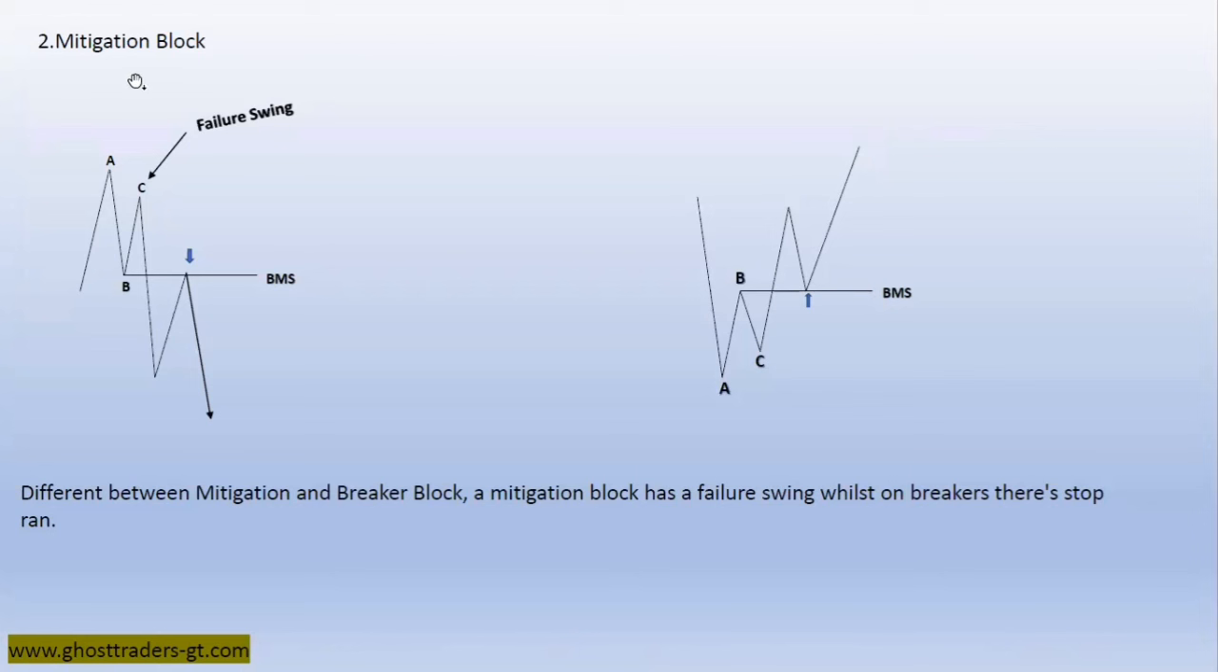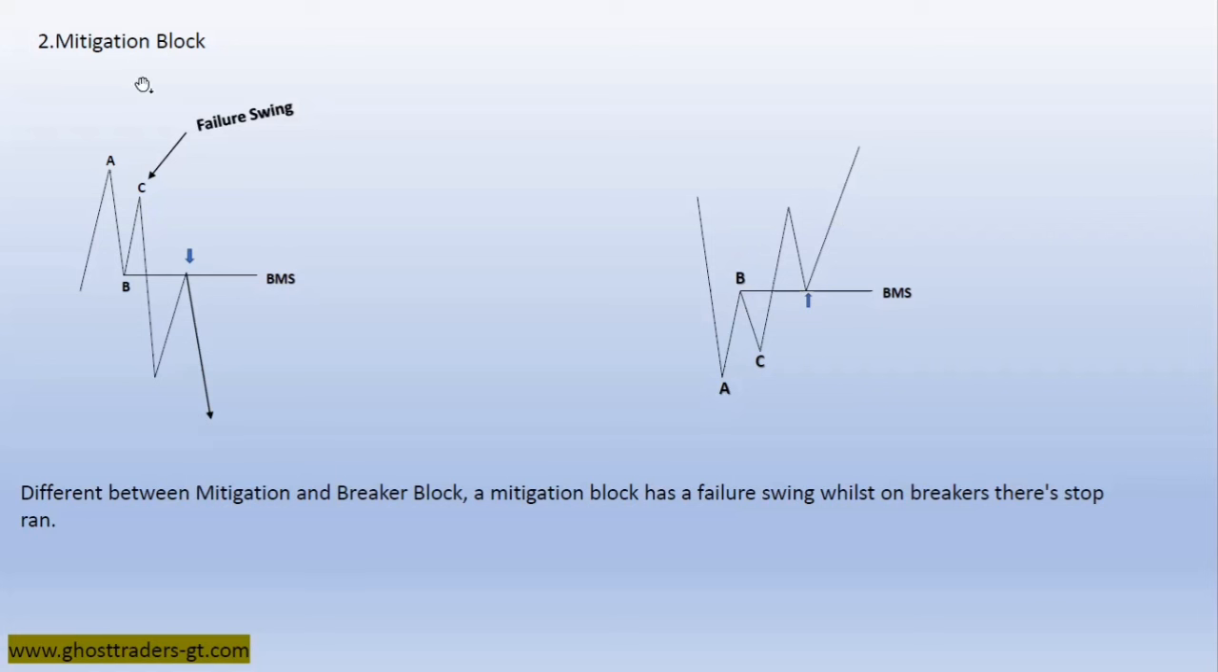So now let's talk about the mitigation block. Looking at what we have here. Remember, I said that with the mitigation block, we're gonna have a failure swing, okay? Meaning price will not collect the buy side liquidity that is resting here on point A, okay? And also price will not collect the sell side liquidity that is resting on point A here, okay? So this is the same structure, just vice versa. So if you see here, we're gonna enter at point B, okay?